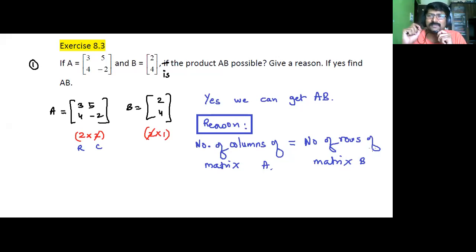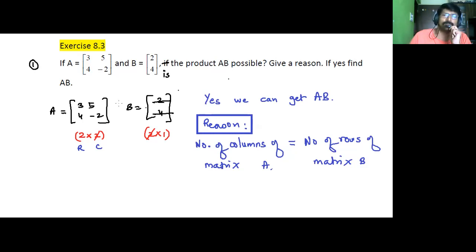Okay, some people are saying, sir, did not understand. Simple. How many columns are here? Look, in the first matrix, the number of columns: this is one column, this is the second column, isn't it? There are two columns. I'll just erase this. And how many rows in matrix B? Here too there is one row, and another row. So there are two columns in matrix A, and there are two rows in matrix B.